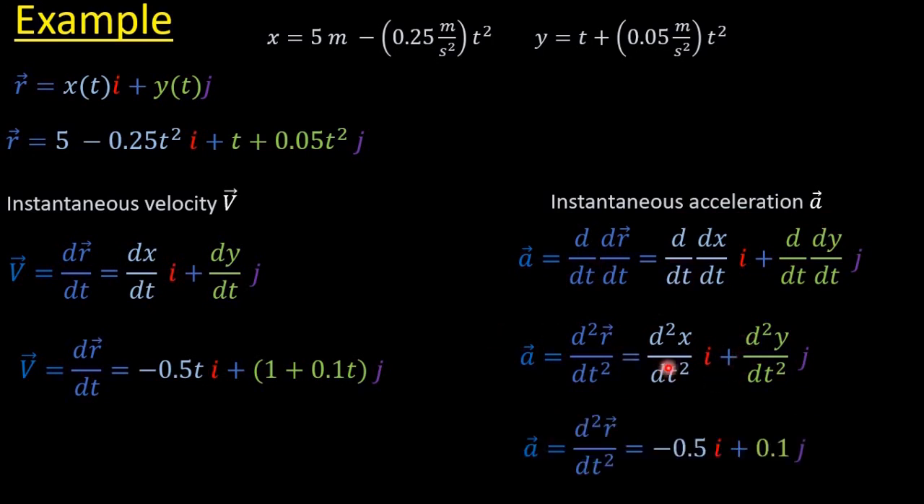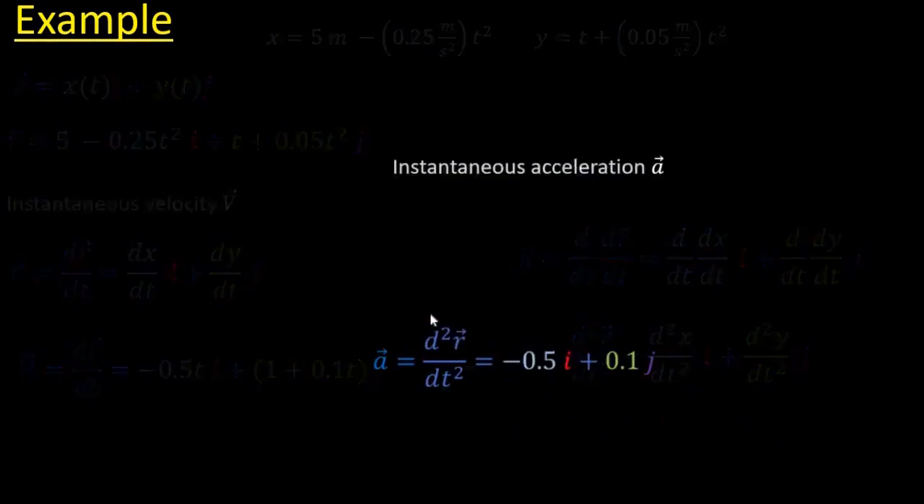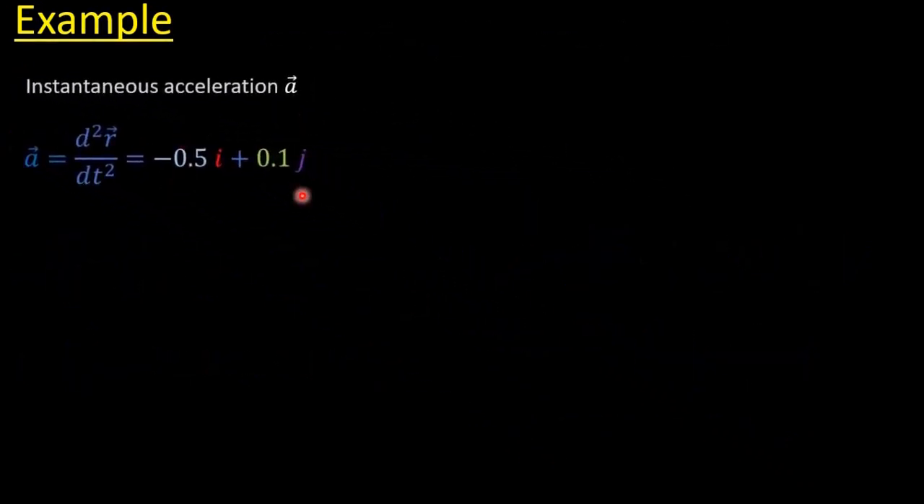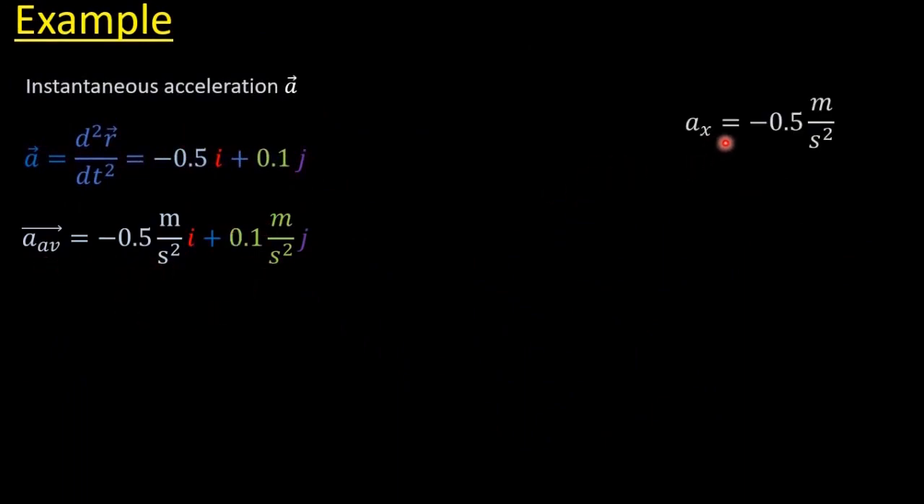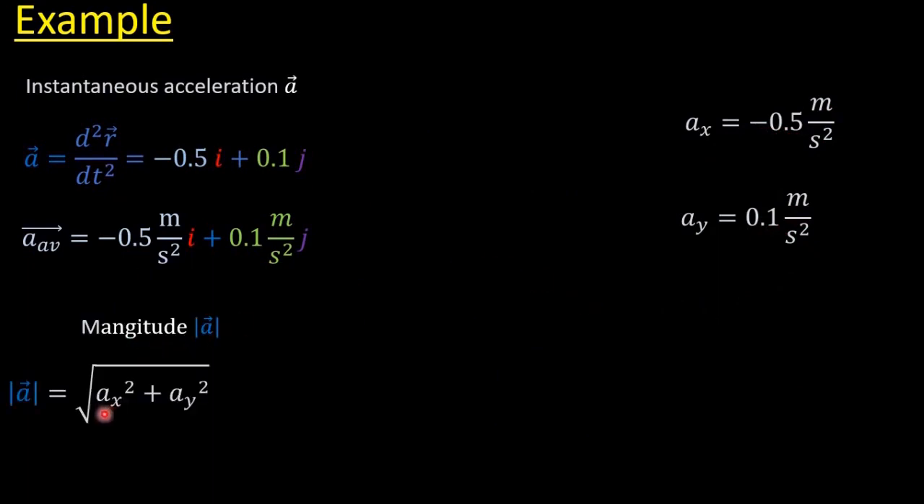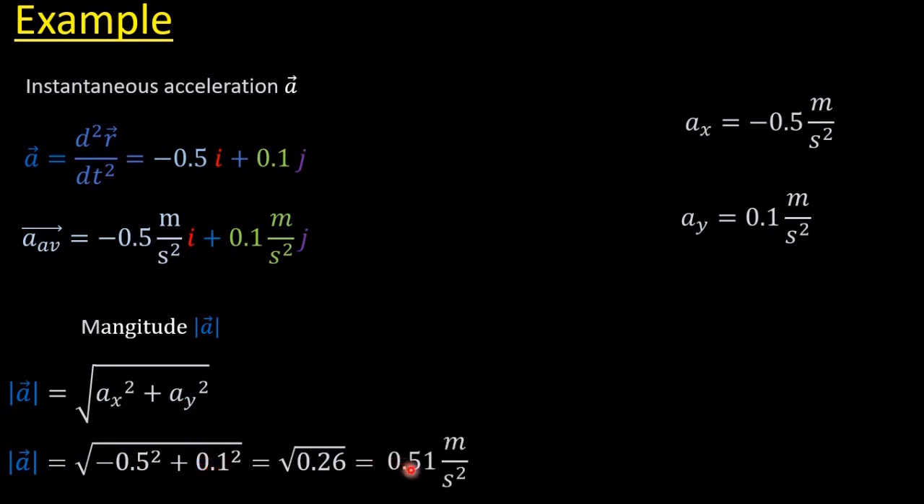And then if we take those derivatives, we get minus 0.5 meters per second squared in the i direction plus 0.1 meters per second squared in the j direction. And this would be our instantaneous acceleration, which matches the average acceleration that we found previously. And from this we can say ax equals minus 0.5 meters per second squared and ay is 0.1 meters per second squared. And then we find the magnitude of a, and we just apply Pythagoras to that, and then we get this. So we substitute our values in. So ax was minus 0.5 and ay was 0.1. Simplify all that down, we get 0.51 meters per second squared.